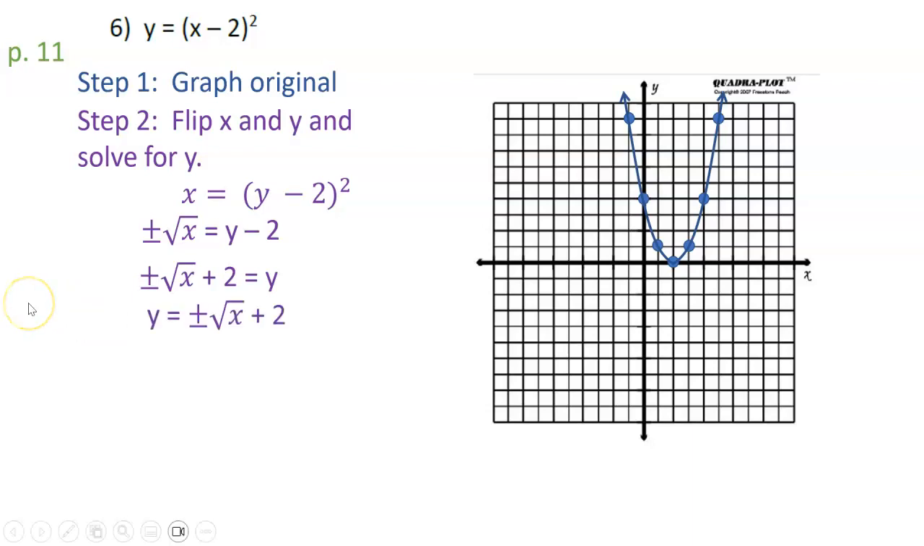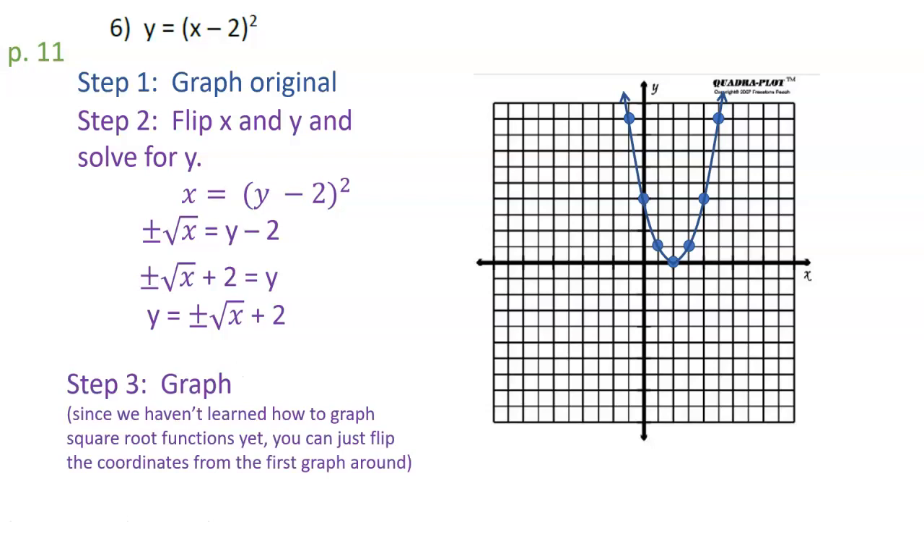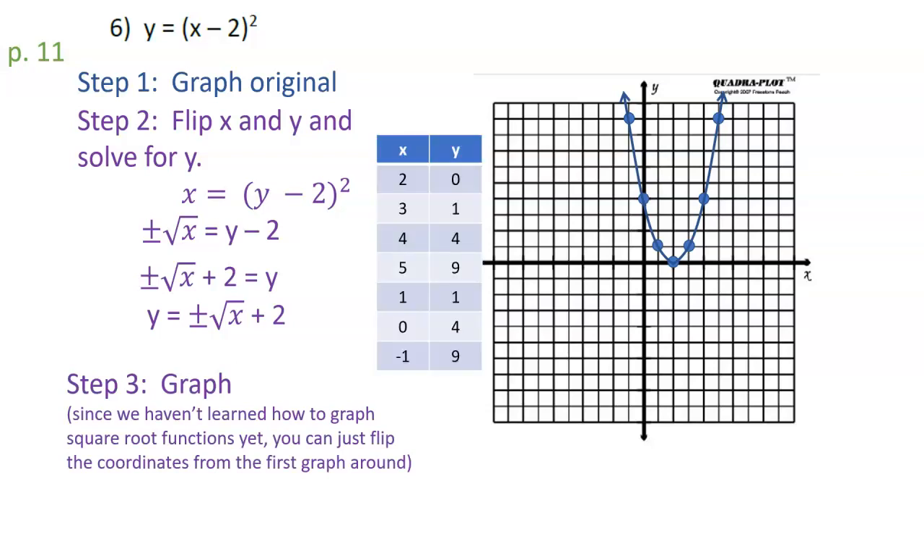Okay, now we have not learned how to graph a square root function yet. So what we can do for this graph is use the points from the blue graph there, the original graph, and just flip the coordinates. So from that blue graph, we have the point 2, 0, 3, 1, 4, 4, 5, 9, and so on. So just flip the order. So instead of 2, 0, we're going to flip that around and make it 0, 2, and plot that point.